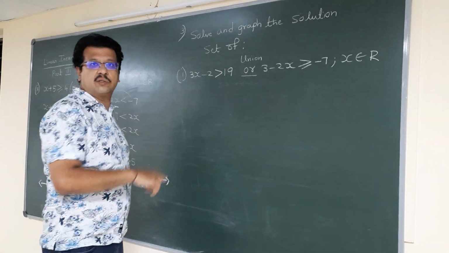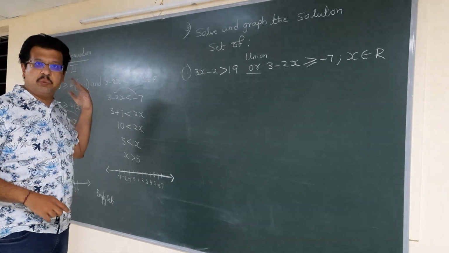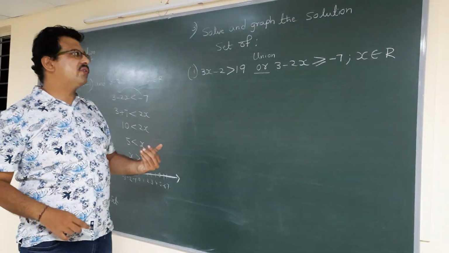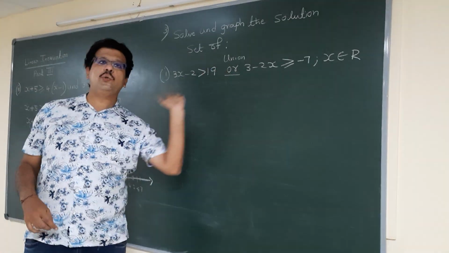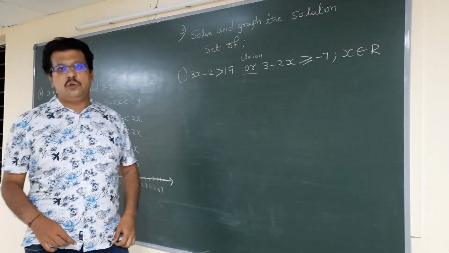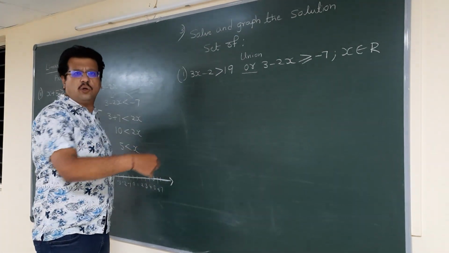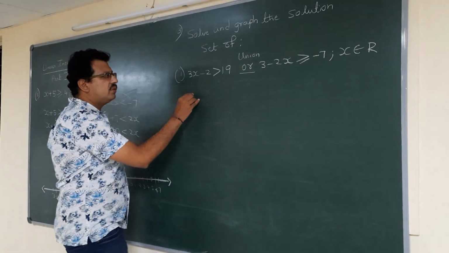Union of these two elements. AND means we said you people, it is common elements. So OR means you should say union. Union means combining these two inequations. That's the meaning of union. So let me start solving this inequation now.